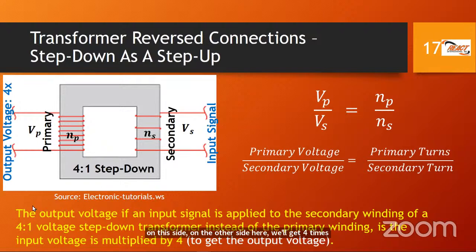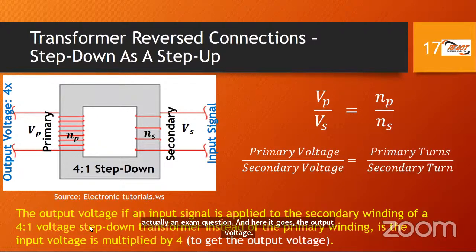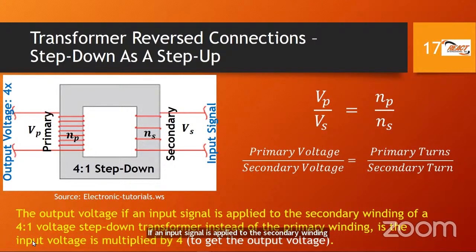So that's actually an exam question, and here it goes. The output voltage, if an input signal is applied to the secondary winding of a 4-to-1 voltage step-down transformer instead of the primary winding, is the input voltage multiplied by 4. All right. So that's what this means, what we just said here. It sounds a little bit roundabout, and it could be a little bit confusing, it seems, but we have just explained what it means here. This is a step-down transformer, right?